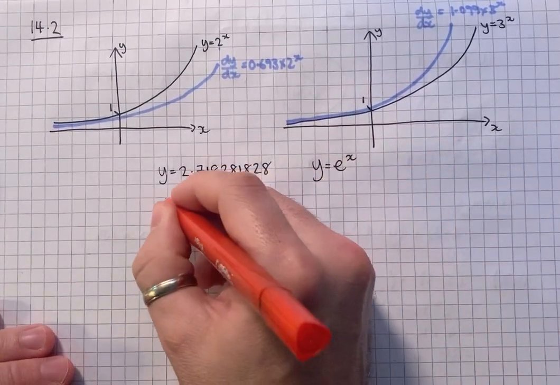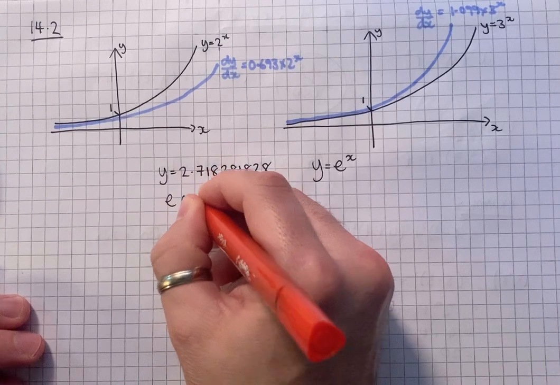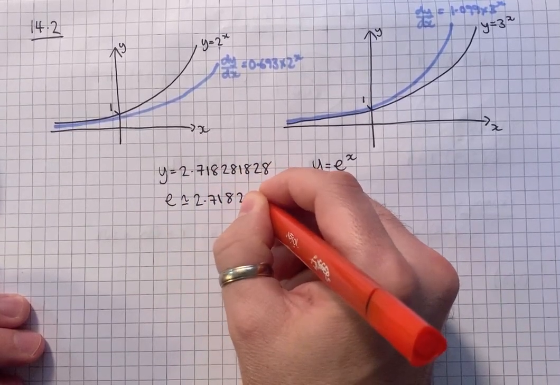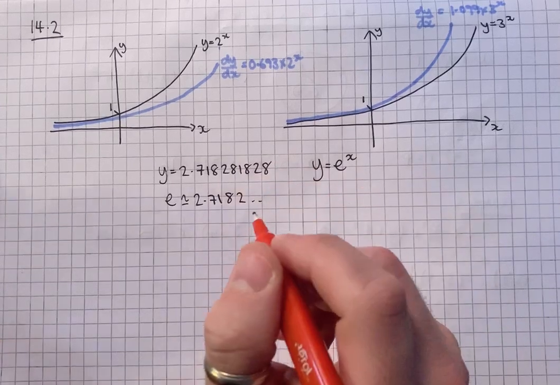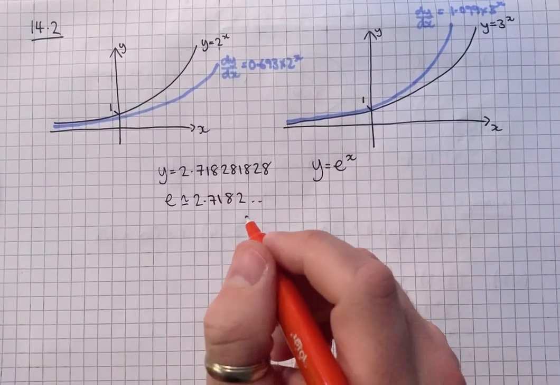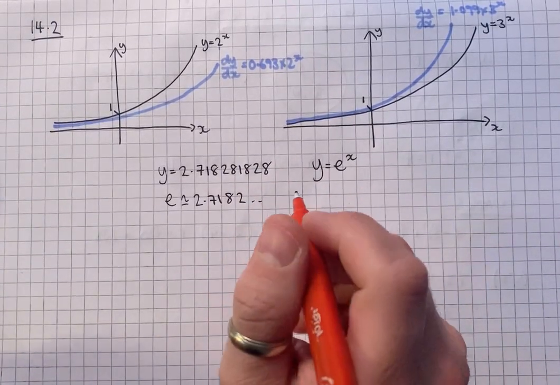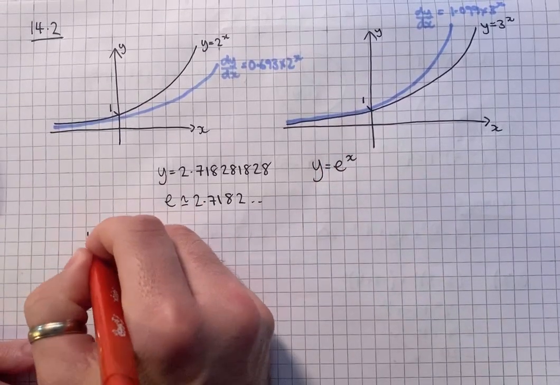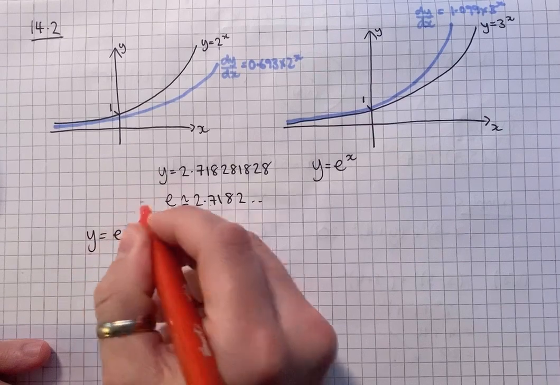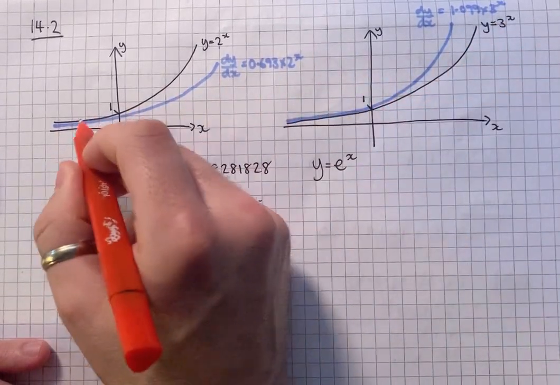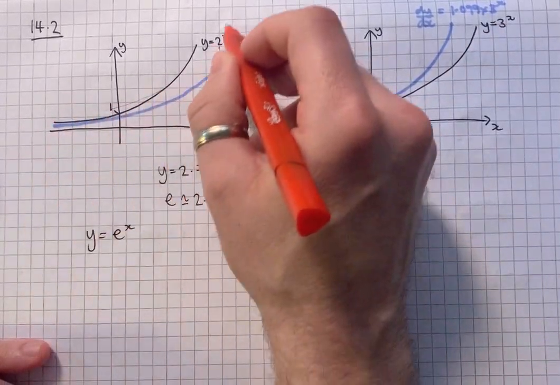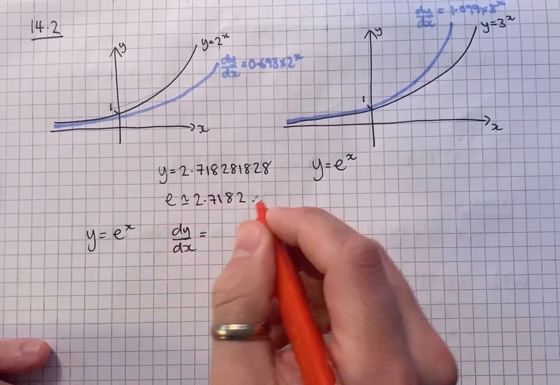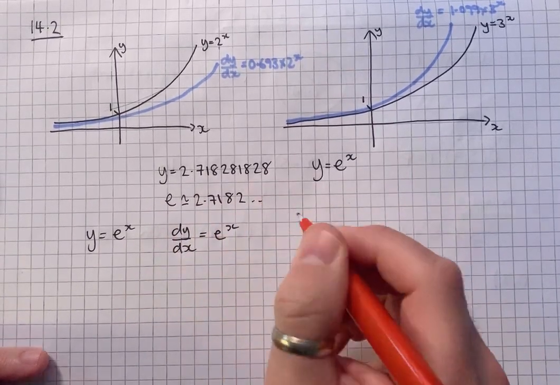So e is another example of an irrational number. It's like pi, its decimal never repeats, it never ends. It cannot be expressed as a fraction. So this is a very, very special number. And it has the fantastic property that if you've got the original graph e to the x, somewhere between these two graphs, then the gradient, when we differentiate it, you get exactly the same thing.